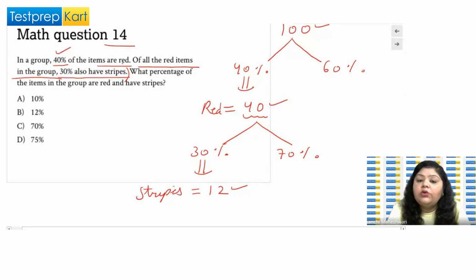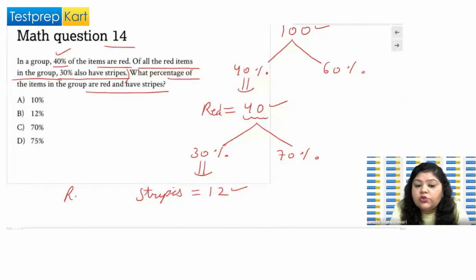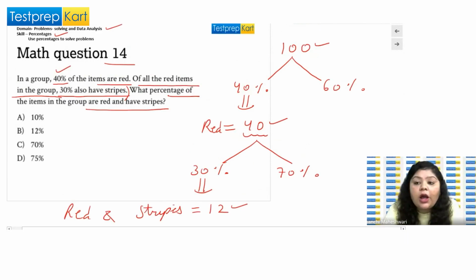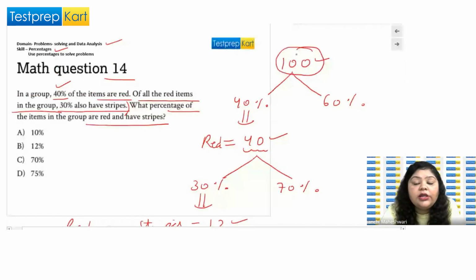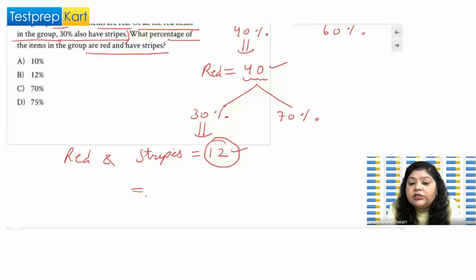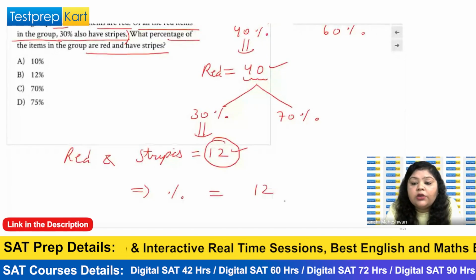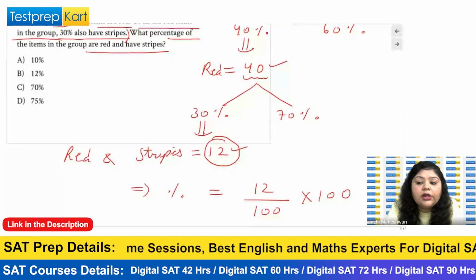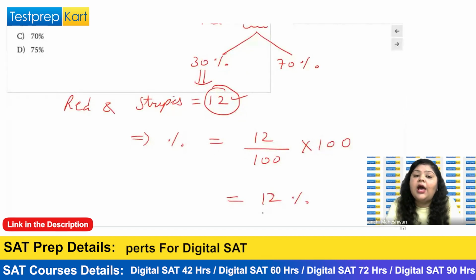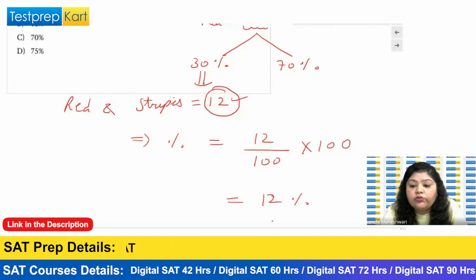Now the question is asking what percentage of the items in the group are red and have stripes. Have a look. Can't I say these 12 are the ones which are red and have stripes? Now it is asking about the percentage from the total group. In the group, how many elements have we marked? We have marked 100 elements. So out of 100, 12 are red and striped. So the required percentage would be 12 upon 100 into 100. So definitely I can say 12% are the ones which are red and have stripes. That has to be your final answer.